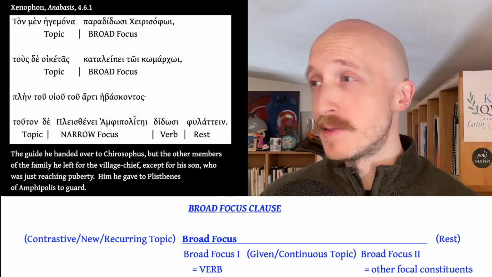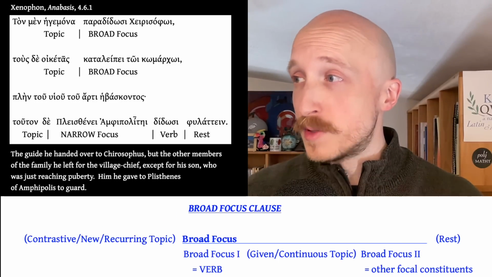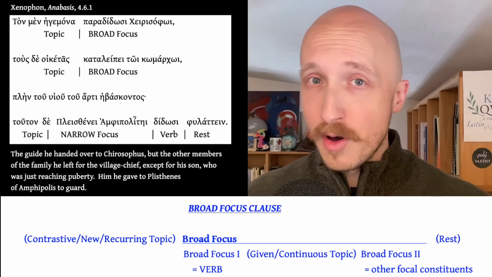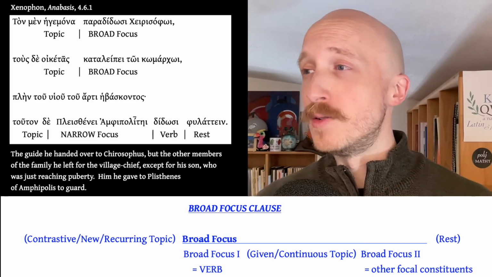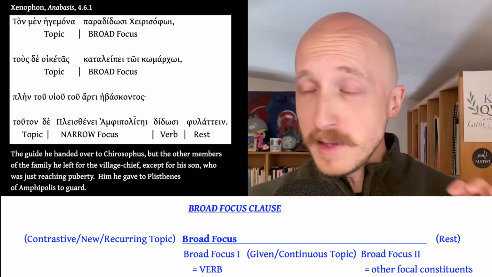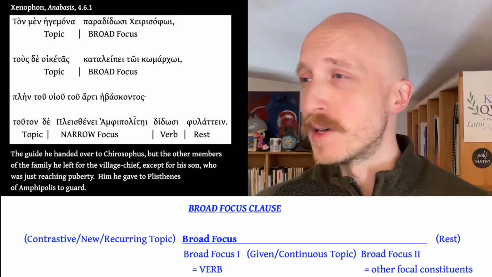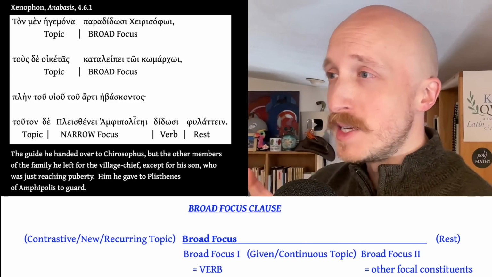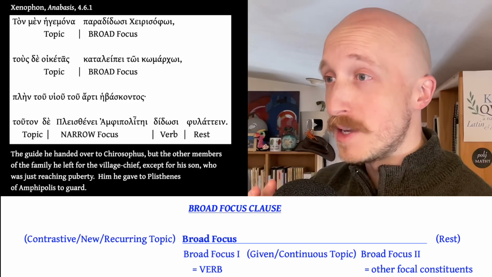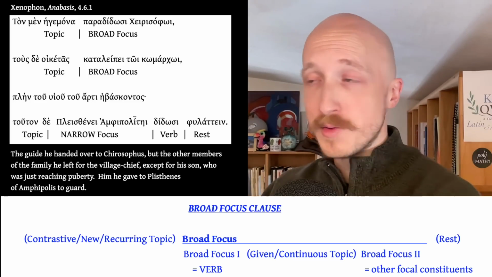But we have a contrastive topic because we're contrasting with the ton men hegemona in the first clause, and then the tous de oiketas, the slaves, the servants, katalepe toi komarkoi, to the town leader, the chieftain, that sounds right. And then at the end of the whole sentence, the final clause, we have a narrow focus. So, tu tonde plestene ampipolitei, narrow focus there, right? And then the verb didosi, the verb, pulatin. That's all the rest of the sentence that follows.